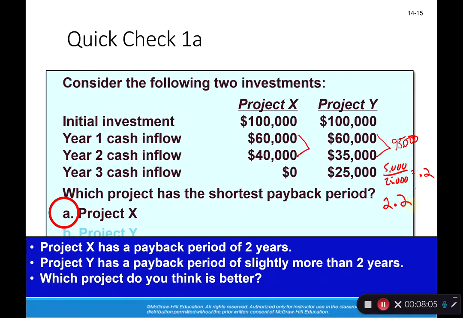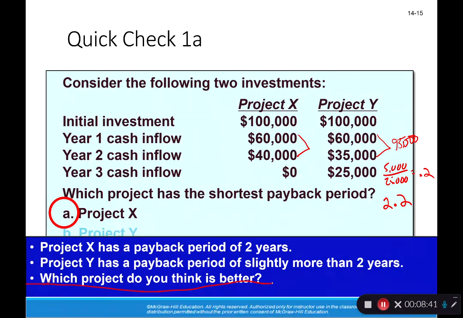So technically, the payback period for Project Y would be 2 full years and then 20% of the third year, or 2.2. 2 years is shorter than 2.2 years, but the whole point of this quick check is to answer this question: which project do you think is better? And hopefully you get the fact that Y would actually be better. Even though X has a shorter payback, after the company gets their money back, there's no future cash flows. So we just break even. At least with Y, we get our payback in 2.2 years, and then there's still an extra 20 grand to be had on top of the initial investment. So we're actually going to make a profit with Project Y.